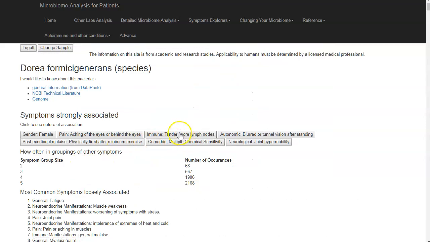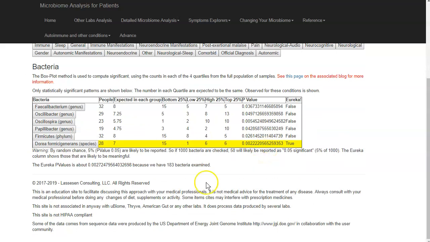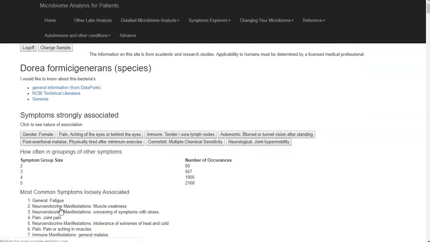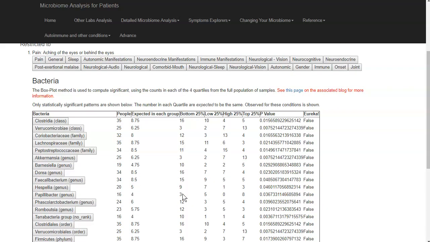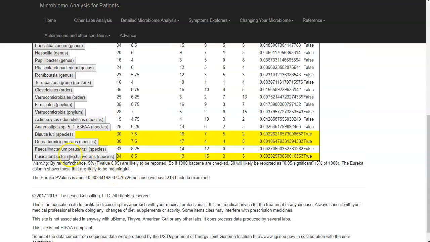But now let's go over and look at tender sore lymph nodes and go down and look at this one. Again, it shows up, again, low numbers. And we can again return by simply clicking through. Aching behind the eyes, we go down, and in this case other bacteria are associated. So we have 3 types of bacteria which are very low, and when those 3 of them are low together, the probability of getting aching behind the eyes goes up.